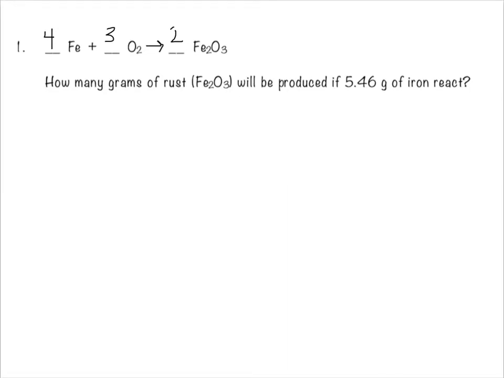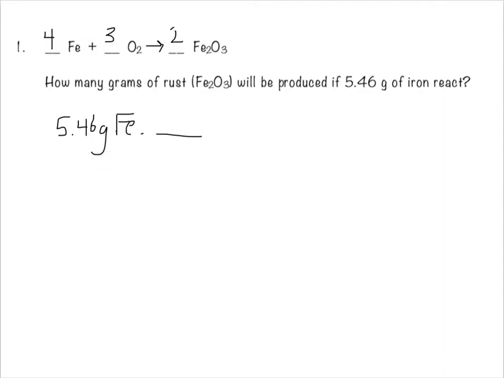Now looking at the problem, I'm going to ask how many grams of rust, which is iron 3 oxide, will be produced if 5.46 grams of iron react. Well, start with what you know. What do we know? 5.46 grams of iron. Well, the only relationship I know between iron and iron oxide is their molar relationship. For every 4 moles of iron, I get 2 moles of iron oxide, or iron 3 oxide.